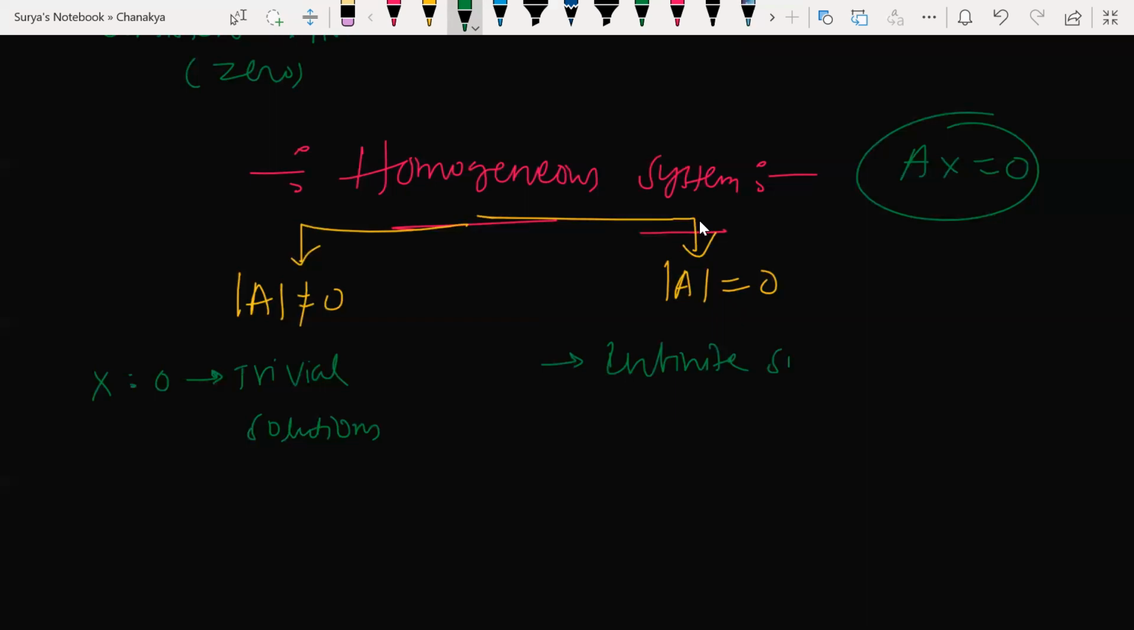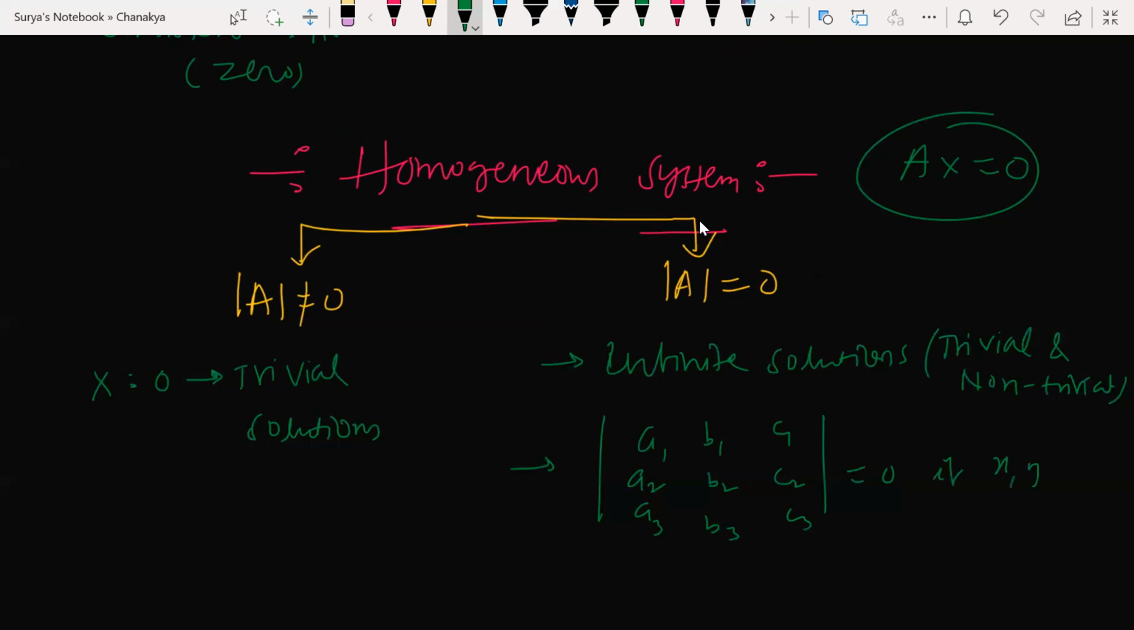If you have infinite solutions, the determinant is equal to 0, and it includes what? Trivial and non-trivial. Beta, if your determinant a1, a2, a3, b1, b2, b3, c1, c2, c3 is equal to 0, if and only if x, y, z is not equal to 0. So beta, this is what you have to remember.